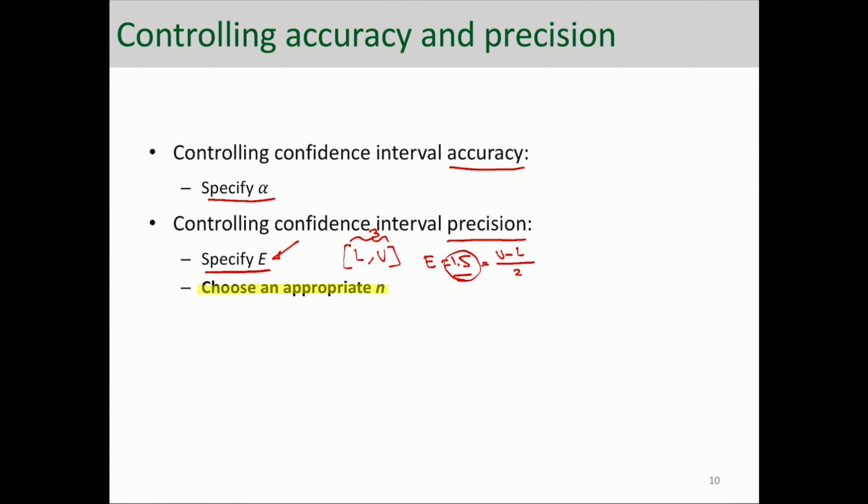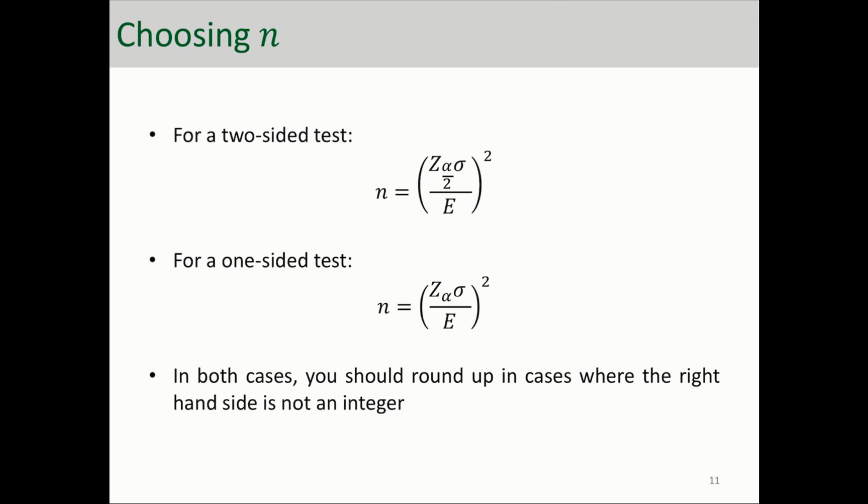And spoiler alert, as you increase your sample size, your half width goes down, which is a good thing. But increasing the sample size is costly, time consuming, sometimes needs more effort and cost. So how do we choose your sample size?